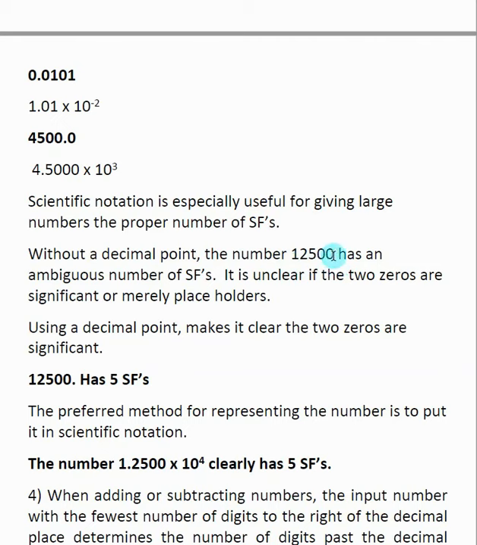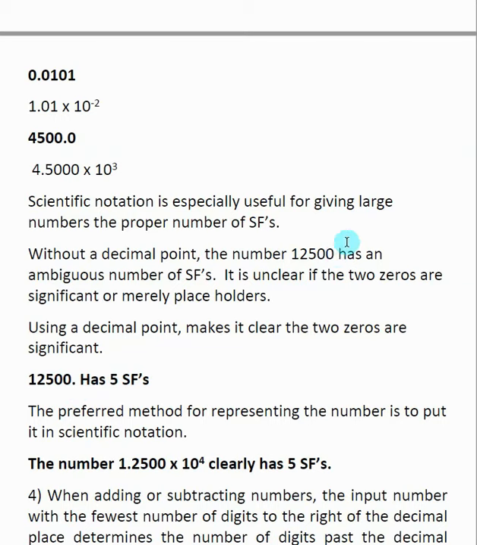So when we deal with large numbers and we want to be able to be very clear about how many significant figures it has, there's 2 main ways that people have done this. What they do is they put a decimal point at the end of the number. And that means that the zeros are significant. So if I write 12500 and put a decimal point at the end, it makes it very clear that those 2 zeros are significant. So this number as written has 5 sig figs. But that's kind of outdated. People don't really write it like this anymore.